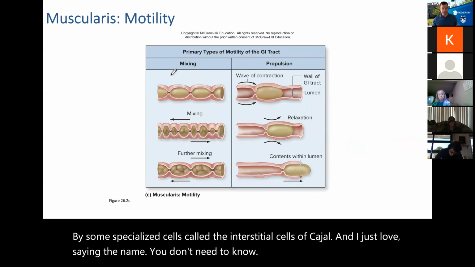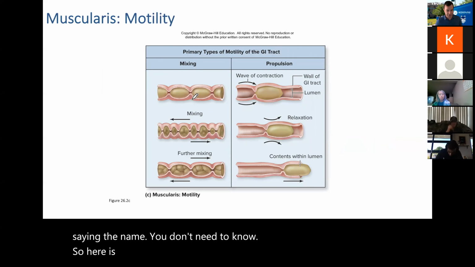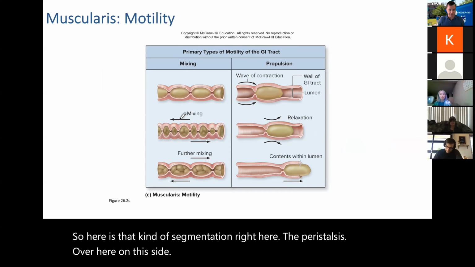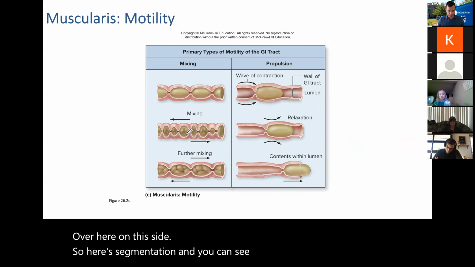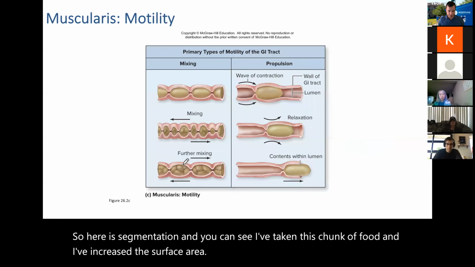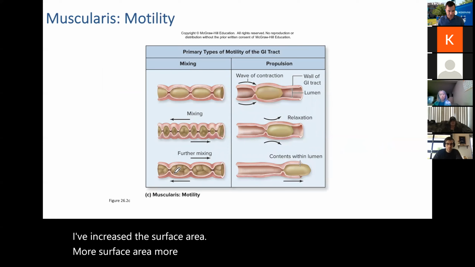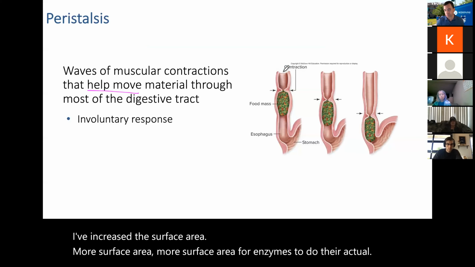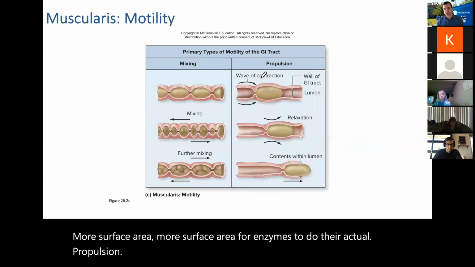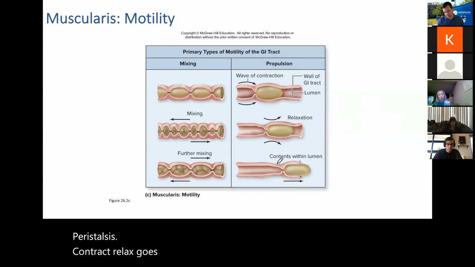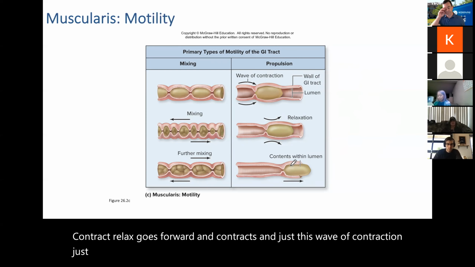So here's that kind of segmentation right here, the peristalsis over here on this side. So here's segmentation, and you can see I've taken this chunk of food and I've increased the surface area. More surface area for enzymes to do their action. Propulsion, peristalsis: contract, relax, goes forward and then contracts, and just this wave of contraction just continues until it's through the tube.